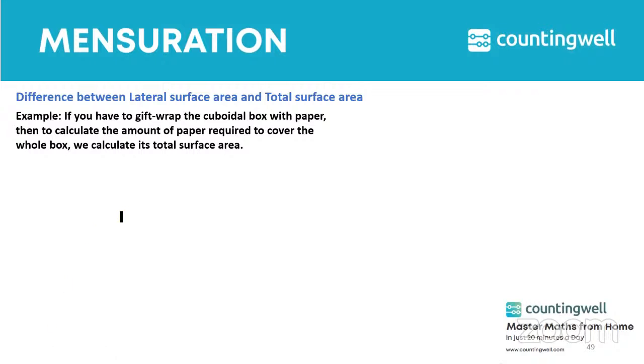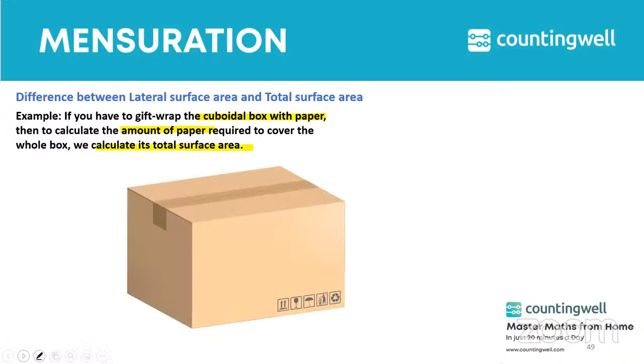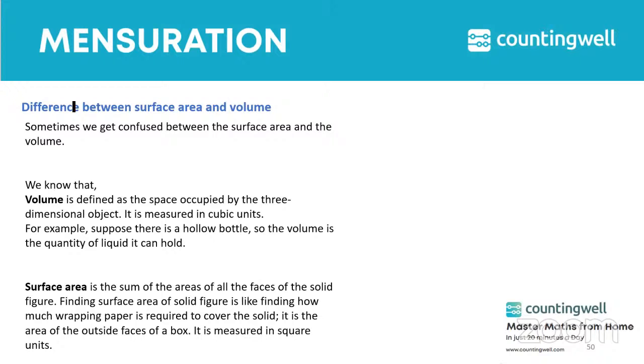One more example we'll see. If you want to gift wrap a cuboidal box with paper, then for this you have to calculate the amount of paper. So you need to calculate its total surface area, not the lateral surface area. For example, you can see a cuboidal box here. So for this box, if you want to wrap some paper, then you have to find the total surface area, because you have to consider the top and the bottom bases as well.